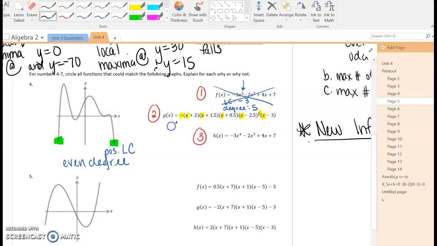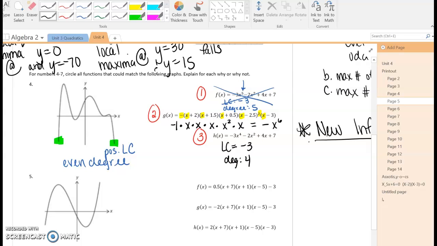All right, so let's write that out. It's -1 times x times x times x times x squared times x. And that would be negative 1, 2, 3, 4, 5, 6, negative x to the 6th. So this is an even degree with a negative lead coefficient. So it could match with graph number 2. And graph number 3 also has a lead coefficient of -3 and a degree of 4. So right now it could match to numbers 2 and 3.